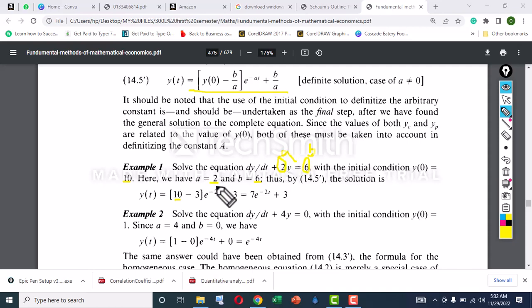But our a is 2, so we are going to have minus 2. Take note, a is 2, not minus 2, but the formula has a minus, that's why these two have minus. Then plus b over a. B over a is still 6 over 2. So we have 10 minus 3, that's 7, e raised to the power minus 2t, plus 3. So this is our final answer. You can't go beyond this. Can you see that it's actually a short, direct solution, majorly if you know the formula.